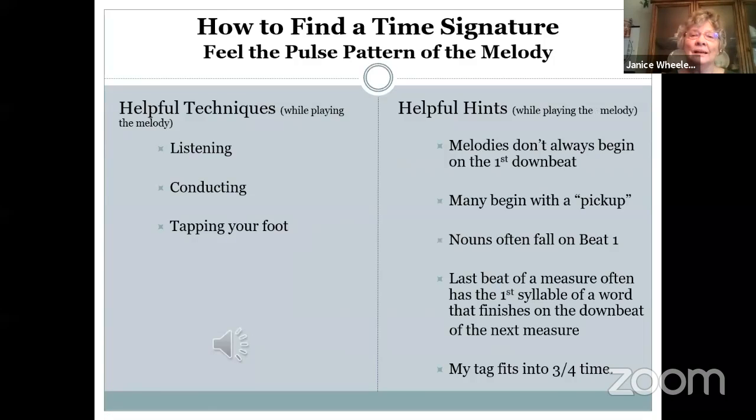So let's take a look at those helpful hints on the right side of the screen for how to organize those beats into measures. Remember, melodies don't always begin on the first downbeat. Many begin with a pickup. Nouns often fall on beat 1, and the last beat of a measure often has the first syllable of a word that finishes on the downbeat of the next measure.